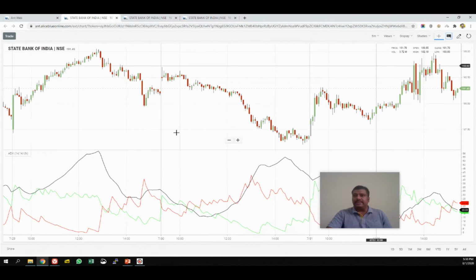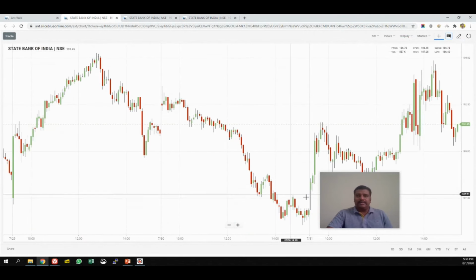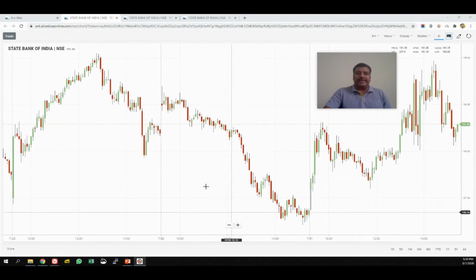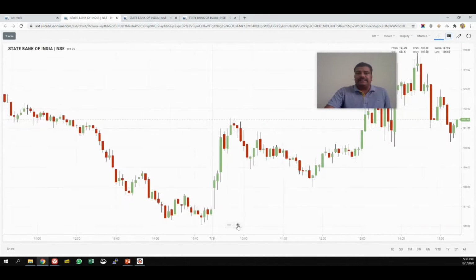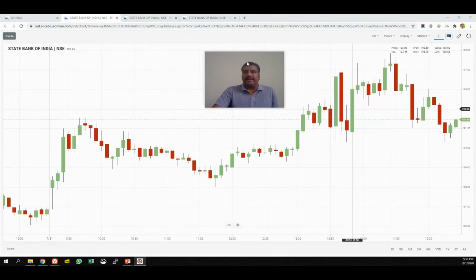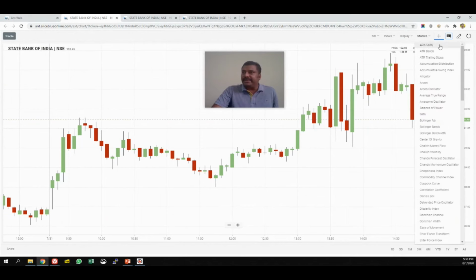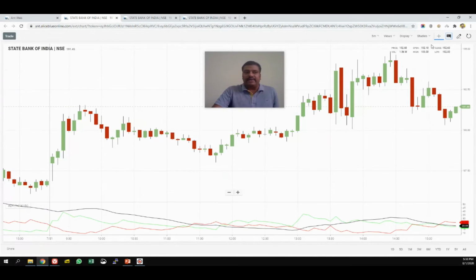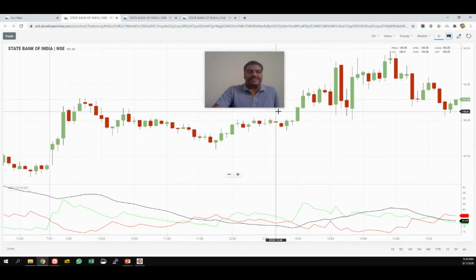All right. So here I'm on State Bank of India. It's a plain 5 minutes chart. How to add ADX in Alice Blue? Fine. You go to the studies. You see here ADX and directional movement system. Yeah, the ADX by DMS. This is the one. Click on it. You will get ADX below the candlestick chart.